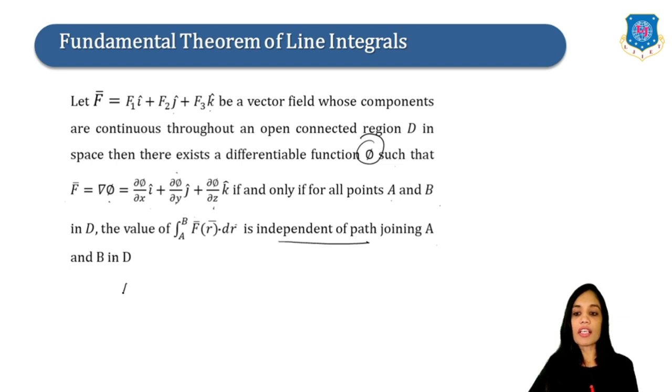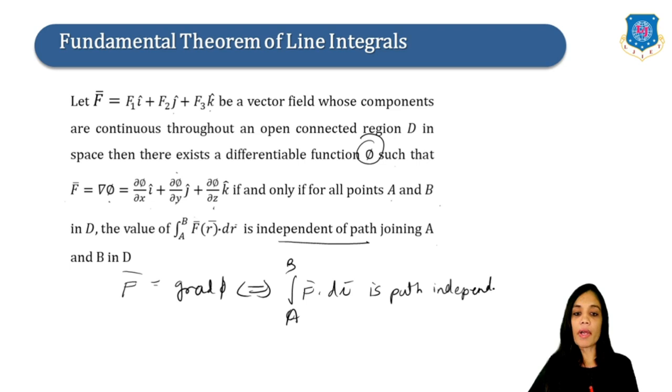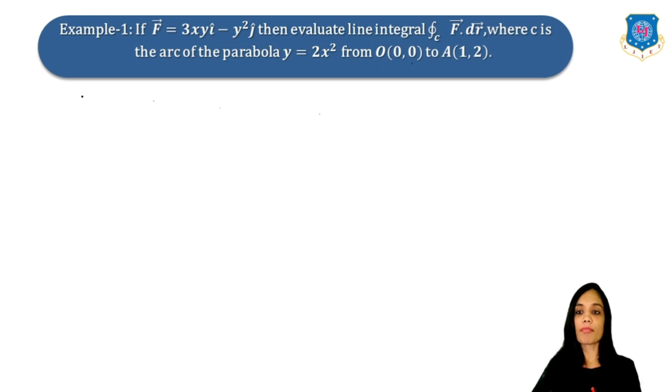So what they are saying is, f bar = grad phi, when I can write this, if and only if this line integral from A to B is path independent, right? So what do we have to check for path independence? Only that curl of f bar is equal to 0, or f bar is a conservative vector field. So now let us solve a few examples.